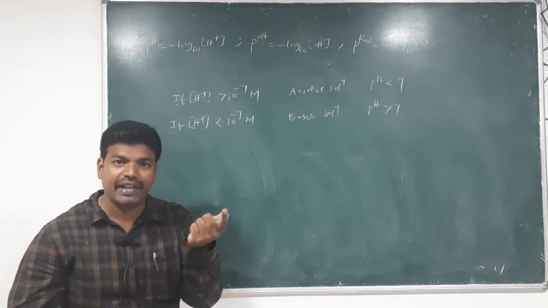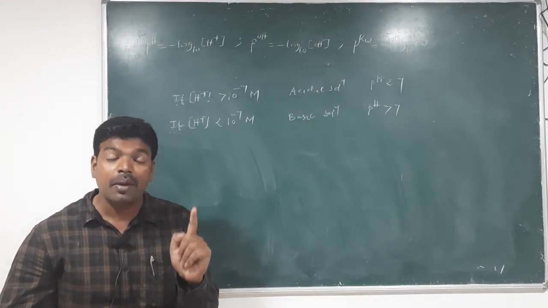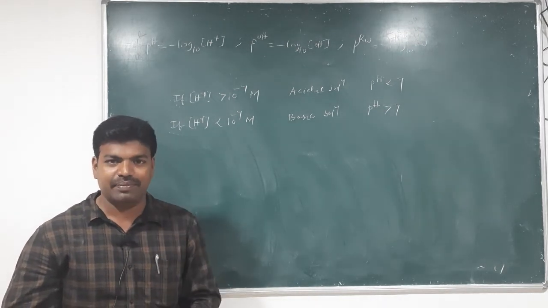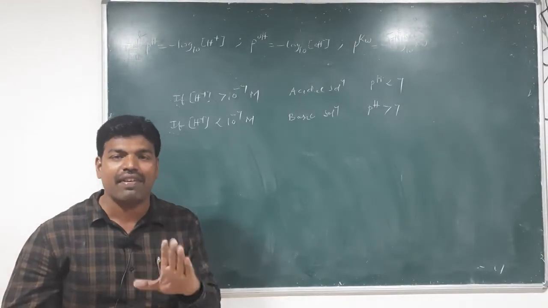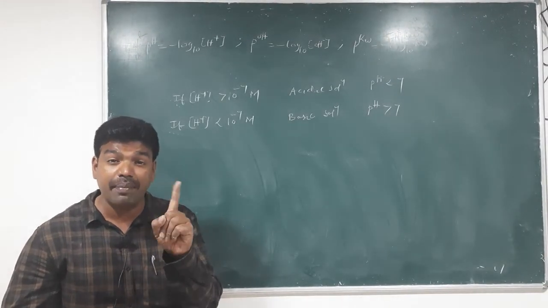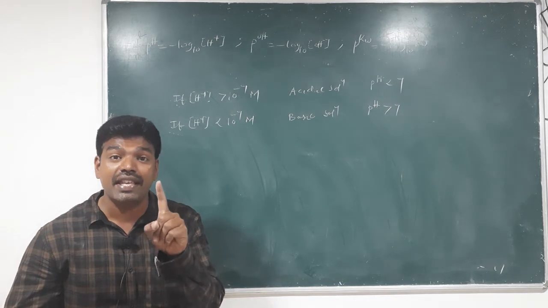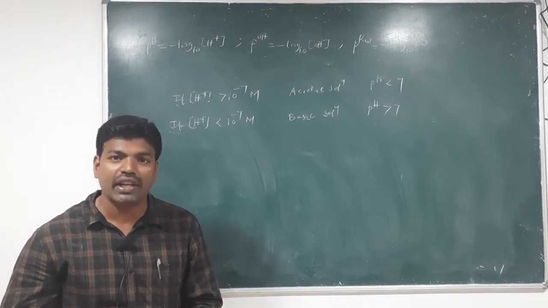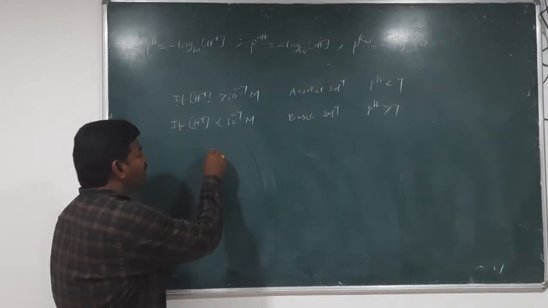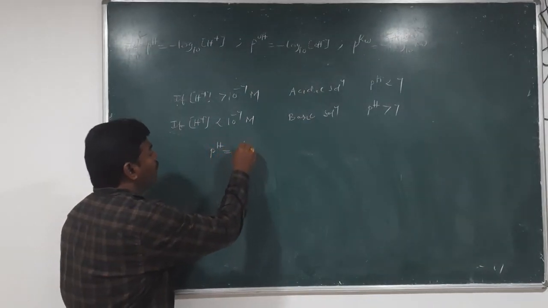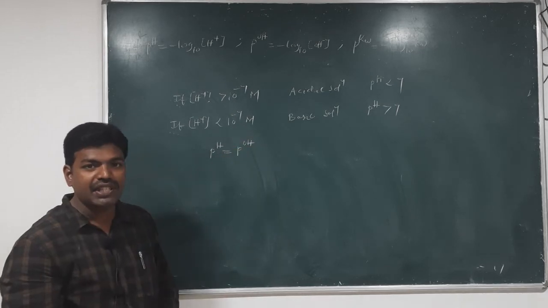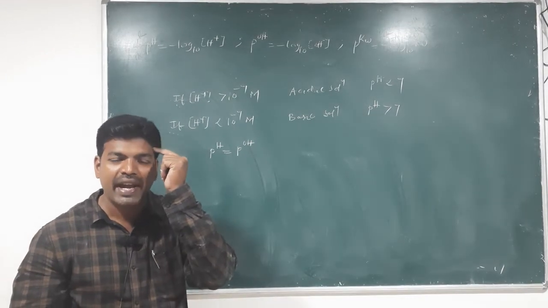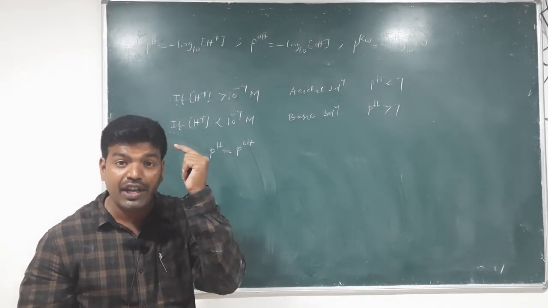I repeat, at higher temperatures pH and pOH of pure water decrease. It will be less than 7. It doesn't mean water is acidic. Water is always neutral as pH is equal to pOH. You should keep this point in your mind.